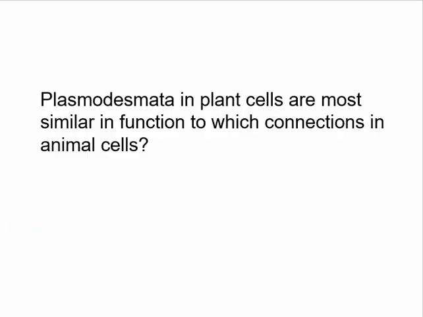All right, let's see how you do. The plasmodesmata in plant cells are similar to what kind of connection that I just talked about in animal cells? All right, yeah, it's the gap junction. So that creates this direct connection of the cytoplasm from one cell to the neighboring cell. And so that's how those are similar.